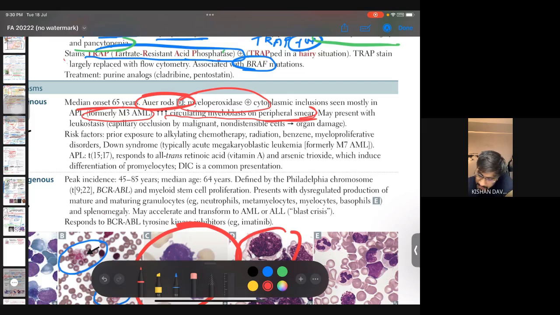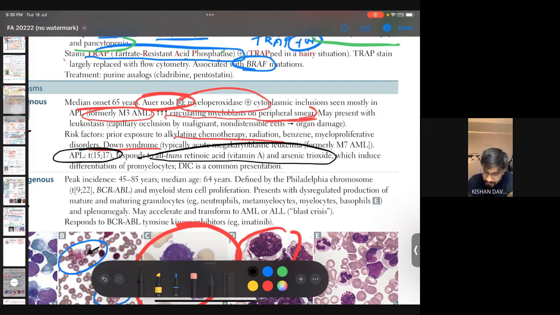Another thing you need to remember here is the t(15;17) translocation, which is important here. It responds to all-trans retinoic acid. That's it. So overall, you just need to remember Auer rod and 15;17. Auer rod and 15;17.